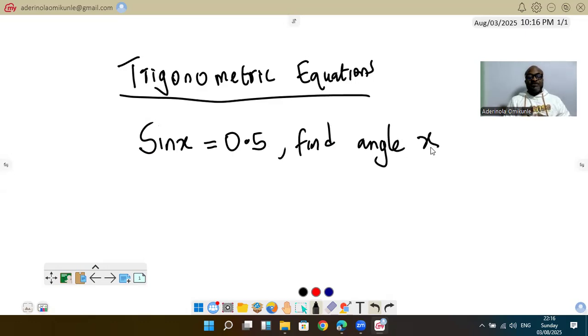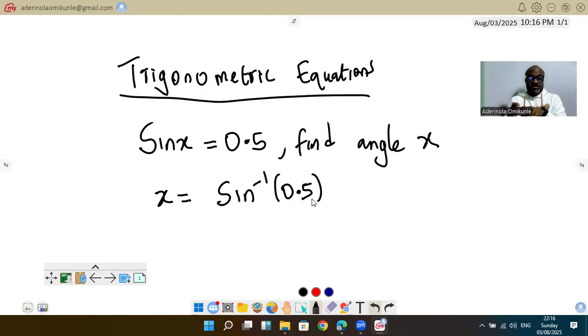The same thing you do in a normal equation, you divide both sides by the number that is not x. In this case, you divide both sides by sine, and when you do that, x is equal to sine inverse of 0.5.